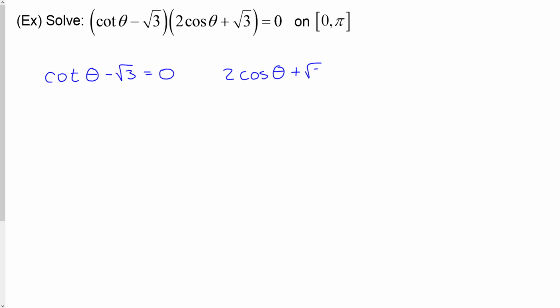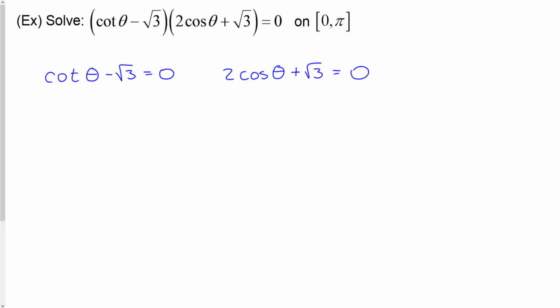So you might be given a problem like this, or you might be given a problem that is a quadratic involving trig functions that you need to factor first, and then set each factor equal to 0. But this has already been factored, so I'm just going to set equal to 0 and solve.